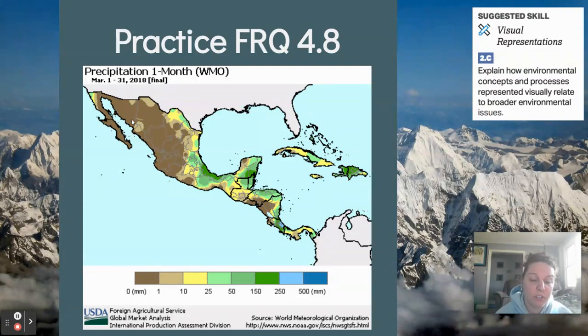The other thing you could talk about here is those trade winds. So from 0 to 30, our winds are moving east to west.